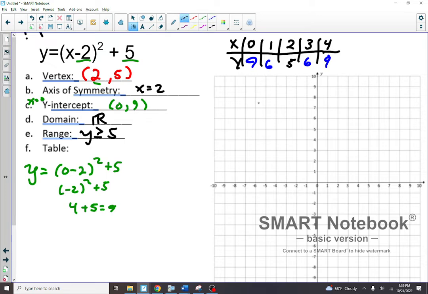So after you get the coordinate points, you just graph them. Go ahead. Why is the y-intercept? Why? The y-intercept is where it hits the y-axis. So it hits the y-axis at 0 comma 9. If you wrote just 9, you will still get full credit.